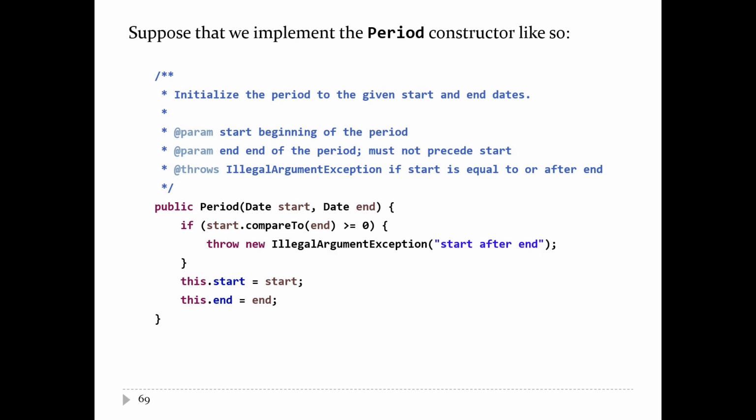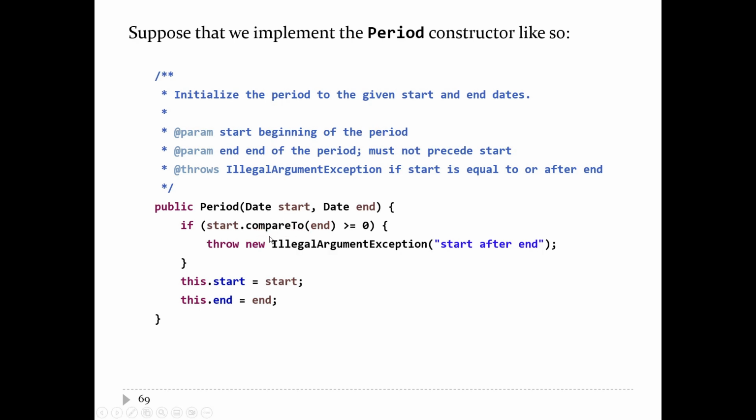So suppose we implement the period constructor as follows. The constructor that we're going to implement takes in a starting time and an ending time. We're going to throw an exception if the start time is equal to or after the end time. Now the way that we're going to compare the two times is with the compare_to method.